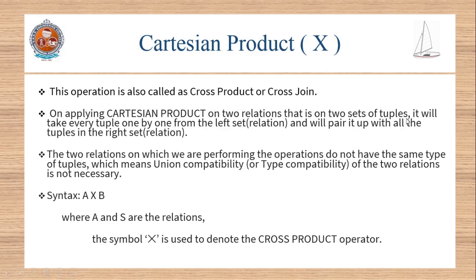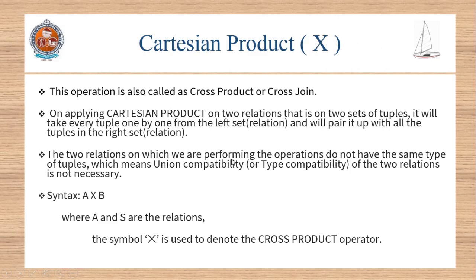That is on two sets of tuples, where every tuple in one is taken one by one from the left side relation and will be paired up with all the tuples in the right side relation. Means what? Each and every tuple in the first relation, that is the left side relation of this Cartesian product symbol, will be paired with all the tuples in the right hand side relation of this operation or this symbol.